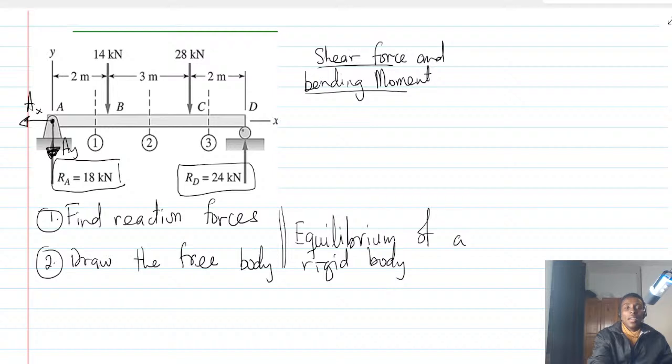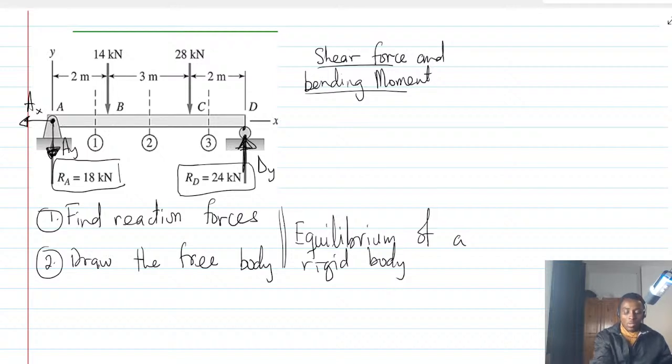And then at point D, there is a roller. For a roller support, there is only one reaction. Let's call it dy. Now, after getting your reaction forces, this is what you are going to do. In fact, this is the free body diagram.